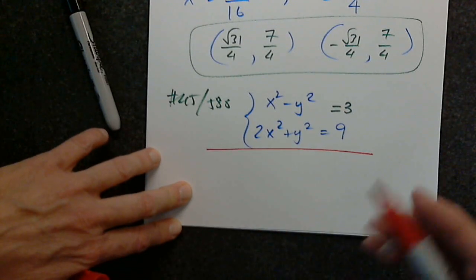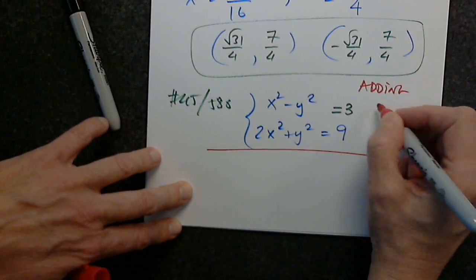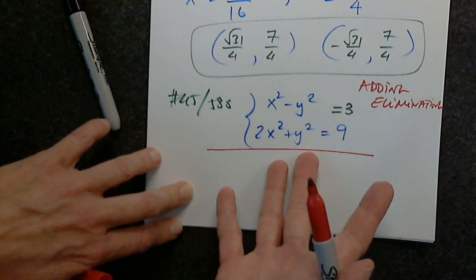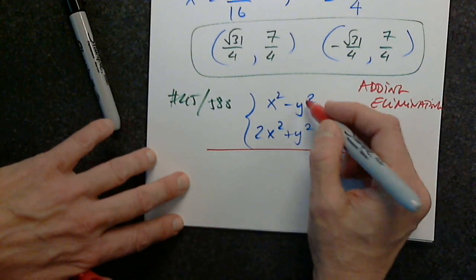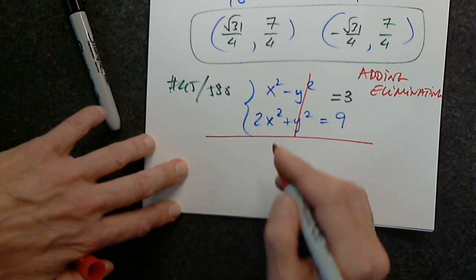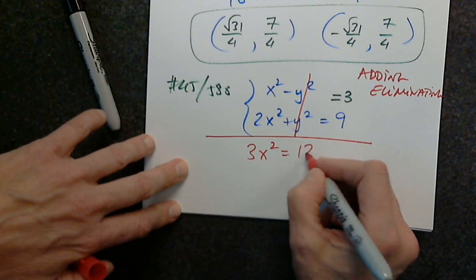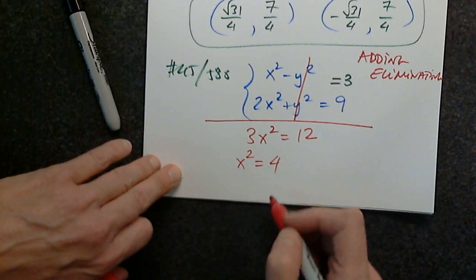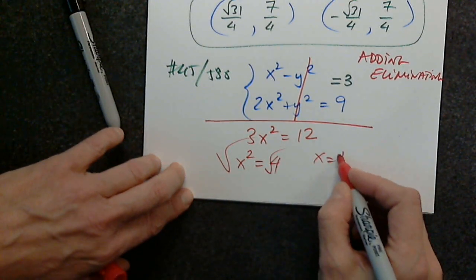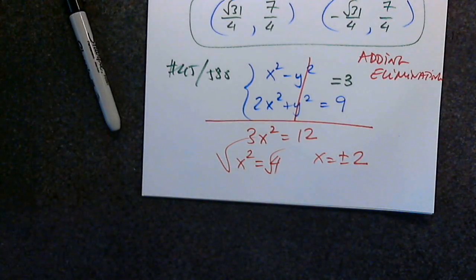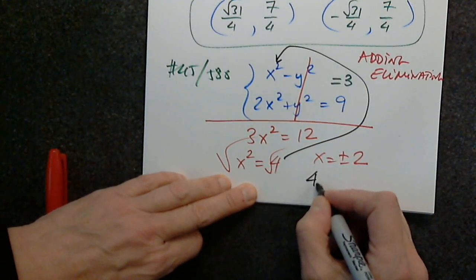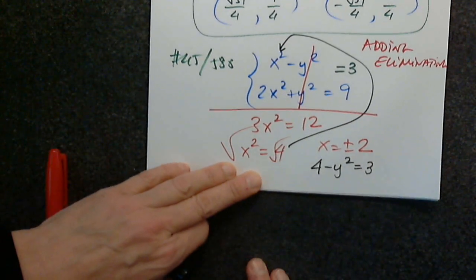In some books, and even in this one, it's called adding or eliminating. You're adding, and the result is you're eliminating. It's up to you, either one. So this is 3x squared, and this is 12. I like it because x squared equals 4, very good. I take the square root, and I get 2 options for x. That's good, but it's not good enough. I have to go back now with x squared, which is 4, and I have 4 minus y squared equals 3.